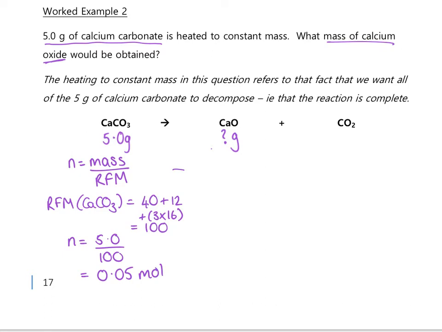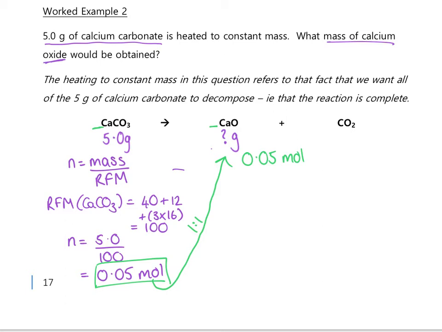I then want to draw an arrow to the part of the equation that I want to work out. So I'm going from my 0.05 moles here up to my calcium oxide. I need to ask myself, what's the ratio here of my balancing numbers? Again, there's no balancing numbers in front of my calcium carbonate or my calcium oxide, so therefore my ratio is 1 to 1. So that means that 0.05 moles of calcium carbonate will give me 0.05 moles of calcium oxide.